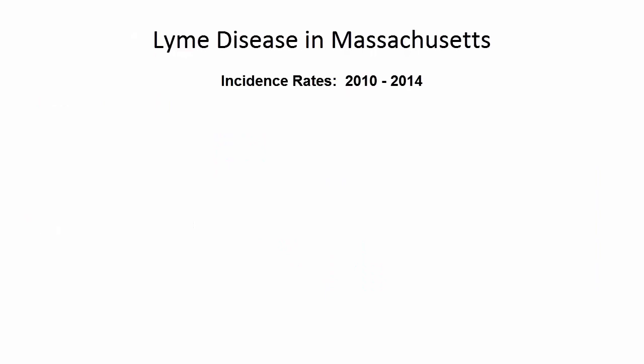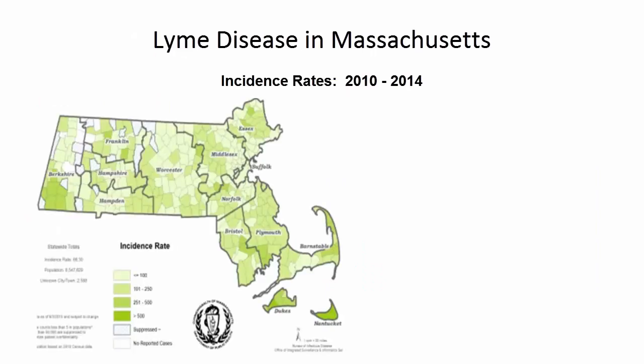Lyme disease in Massachusetts. The map illustrates Lyme disease incidence rates in Massachusetts by city and town from 2010 to 2014. The darker the shading, the higher the incidence. Lyme disease ranges across all Massachusetts. Areas of highest incidence include much of the eastern half of the state, particularly Plymouth, Cape Cod, and the islands of Martha's Vineyard and Nantucket, along with some areas in Middlesex, Essex, and southern Berkshire counties.